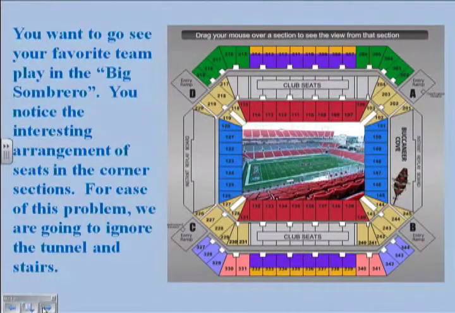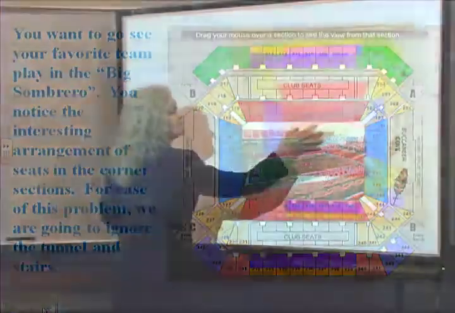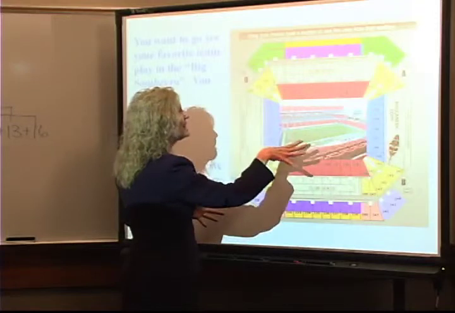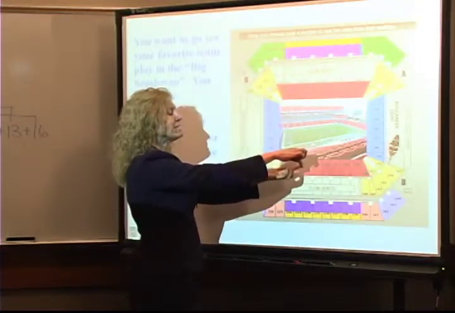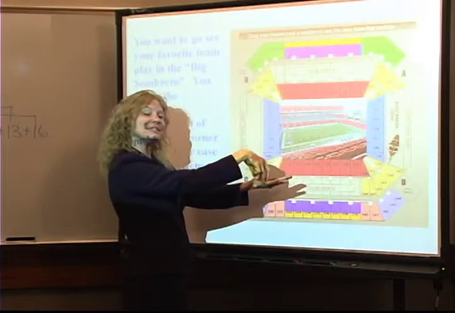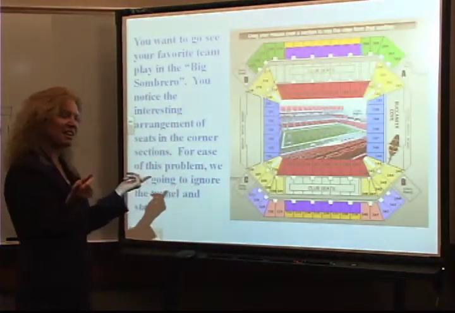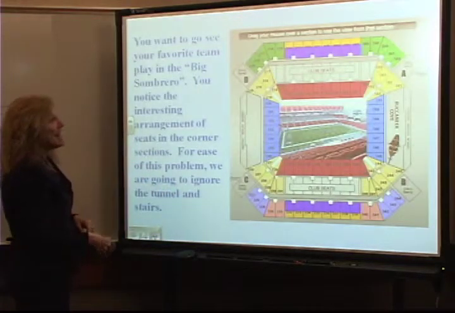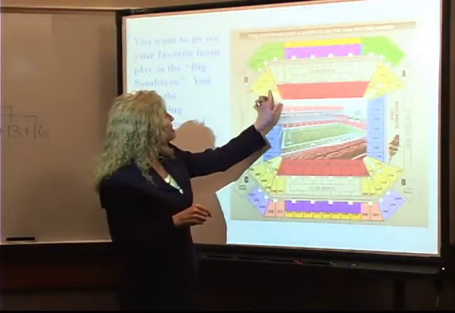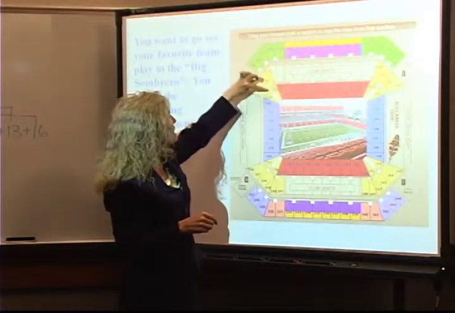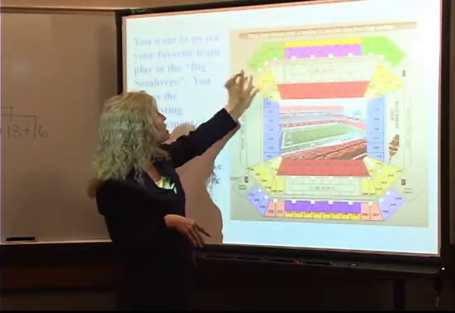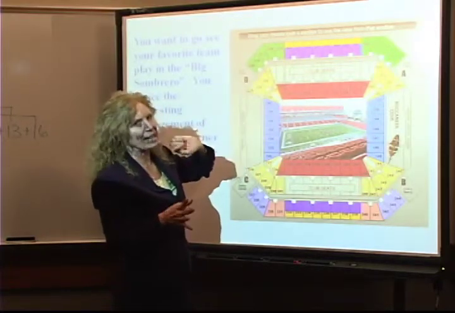In fact, what first drew my attention was this little section 217. If you go to their site, you can drag your mouse and see a picture as if you were sitting in that section, and you see that there's one seat in the front, then 2 seats, then 3 seats. Oh, you thought we just made those problems up for nothing in your algebra books. There are seats missing here for the tunnel, and here, I'm guessing, for stairs. We're going to pretend that those seats are all in there, okay?